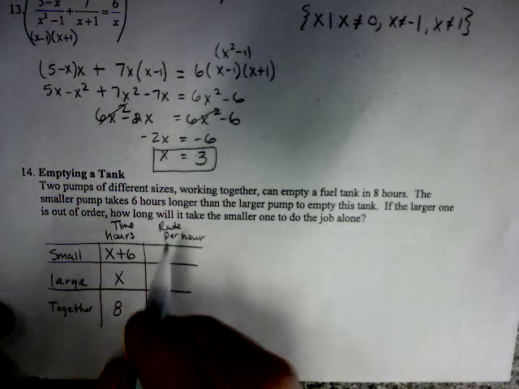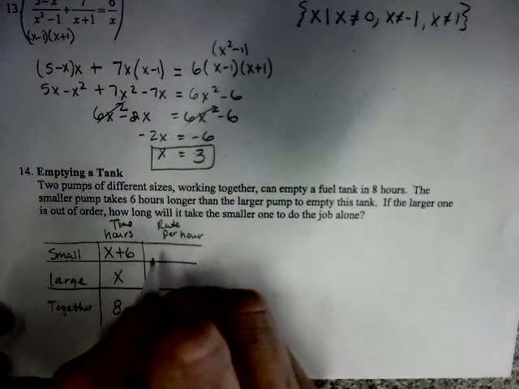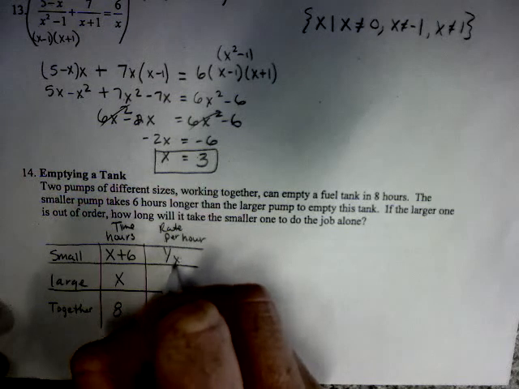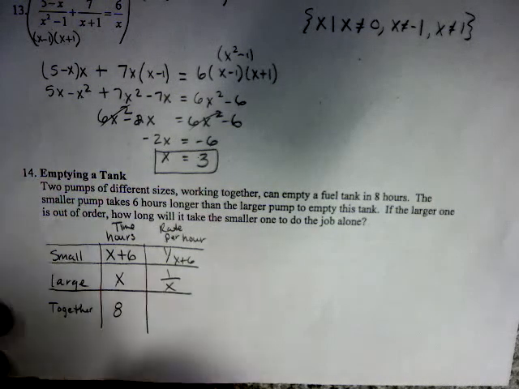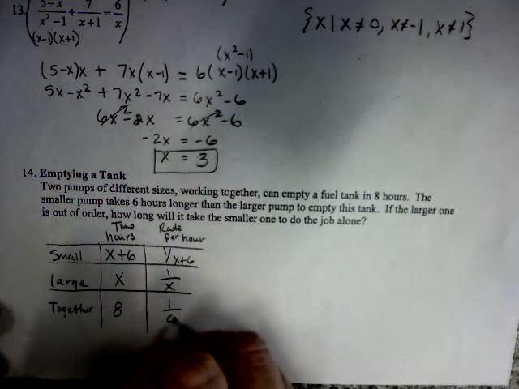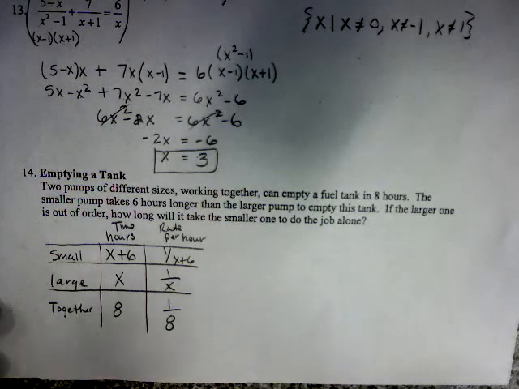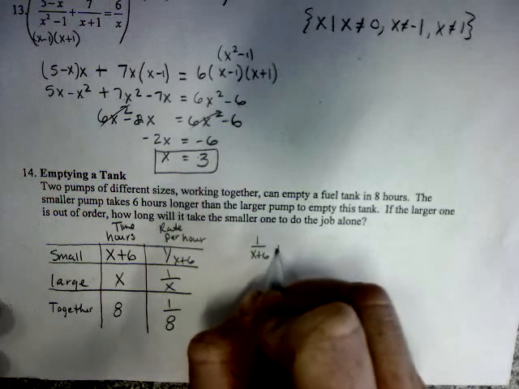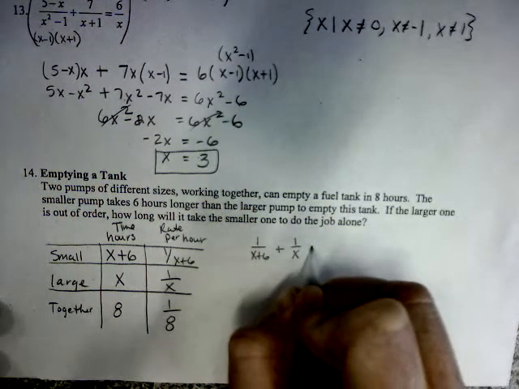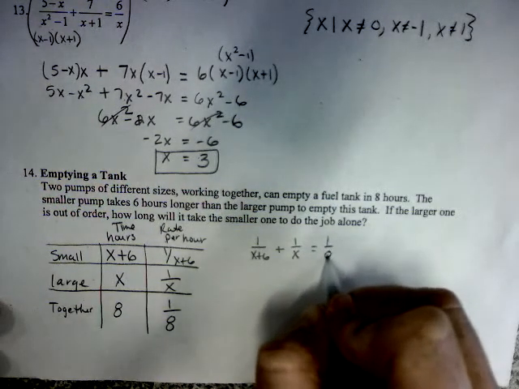Now the rate per hour, if this is the total time, it can do 1 over x plus 6 of the job in an hour. And this will be 1 over x. And same concept, 1 over 8 here. Now to set up an equation, the two parts have to equal the whole. So 1 over x plus 6 plus 1 over x is going to equal 1 over 8.